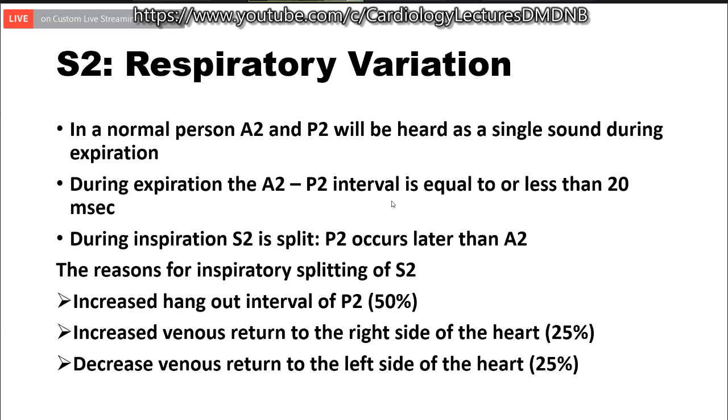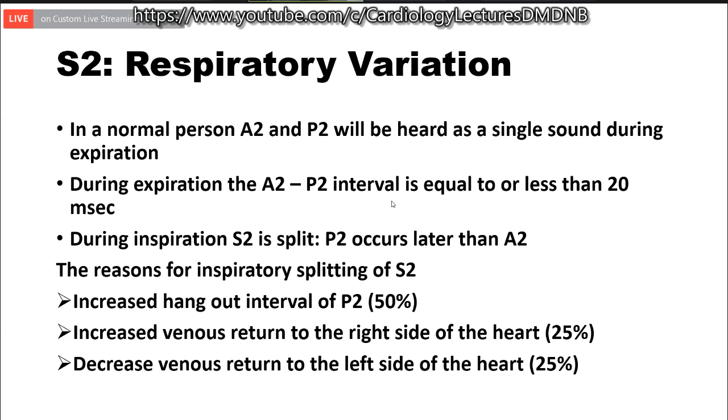And further, the next two points are increased venous return to the right side of the heart during inspiration because of the suction effect of the negative intrathoracic pressure. The systemic veins drain into the right atrium, and the RV ejection time gets prolonged because of the higher stroke volume, 25%.